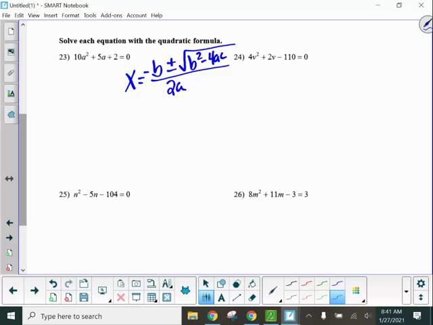I will say with number 26, you do have to subtract the 3 over to the left-hand side first before you can figure out your numbers for the quadratic formula. You can only do the quadratic formula whenever your equation is equal to 0.